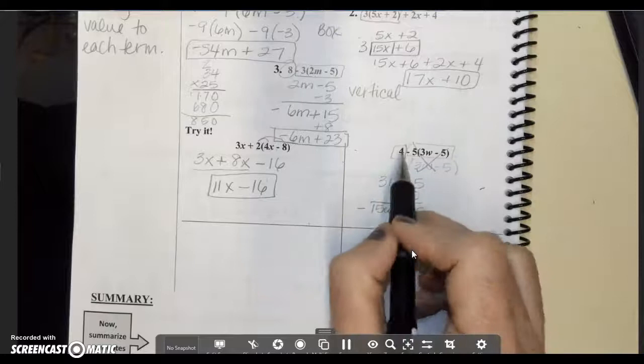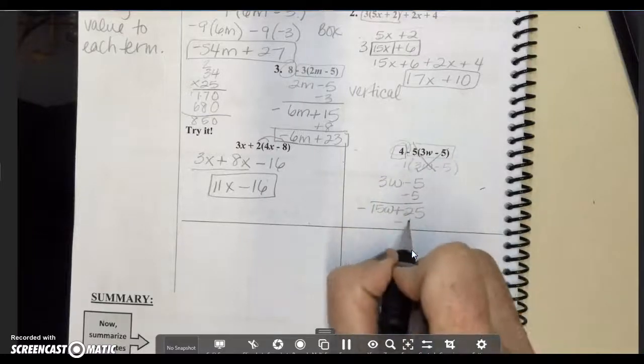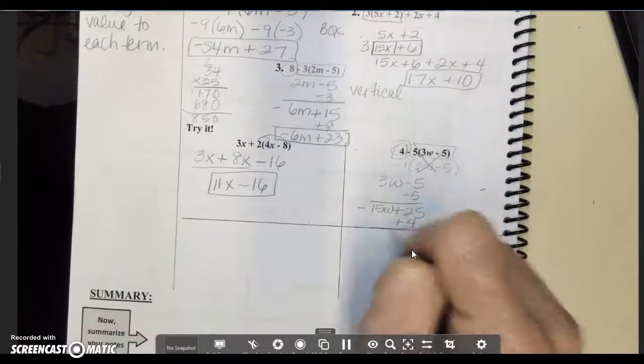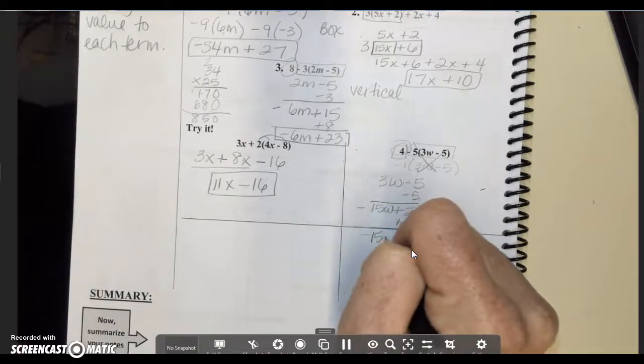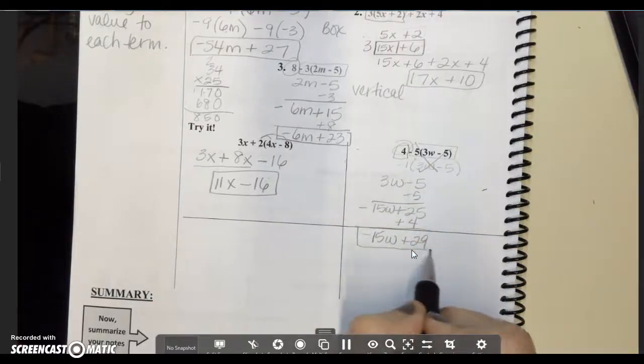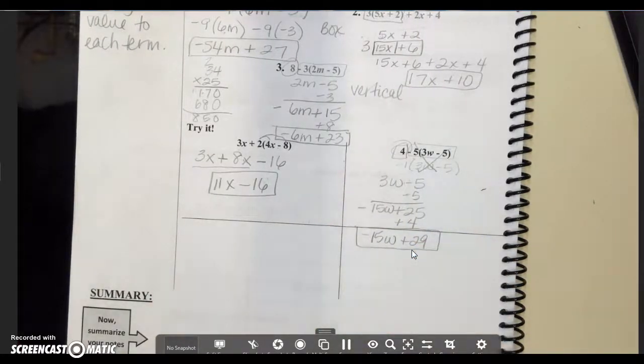Are we done? Nope. We still got to take care of Mr. 4 over here. So that's a positive 4. We're going to add that together. We end up with negative 15w plus 29. Okay. Do lots of practice in class. That's it.